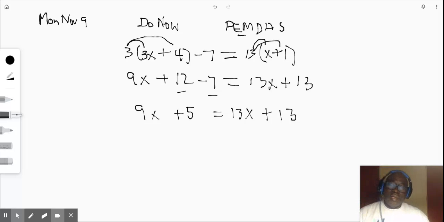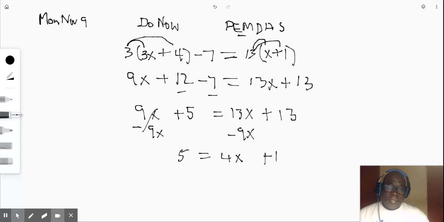On the right side, all the like terms are together, so we don't need to do anything there. So the next step we can do is to minus 9x from both sides because we want to put all the x's together, right? And the reason why we're minusing 9x is that 9x is smaller than 13x. We want to always have that positive coefficient of the variable. So this will cancel out, and we have 5 is now equal to 13x minus 9x, which is going to be 4x. And then we still have our plus 13.